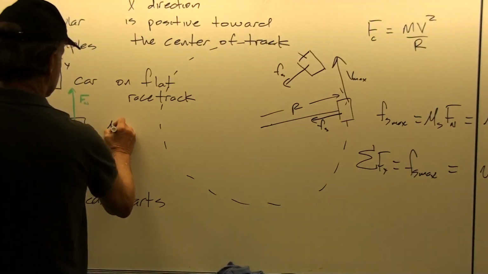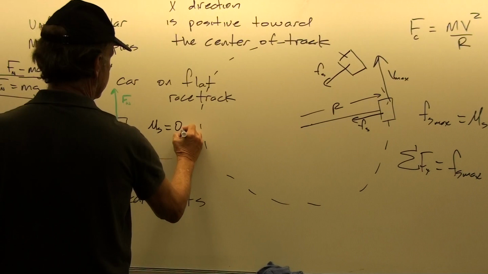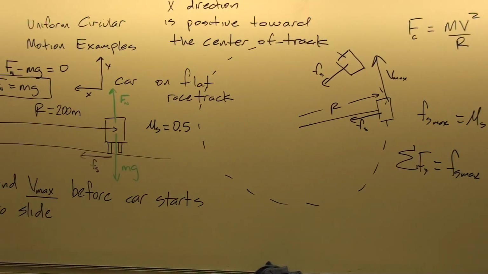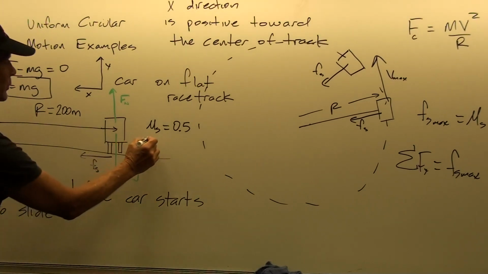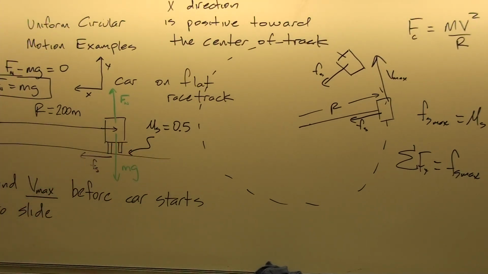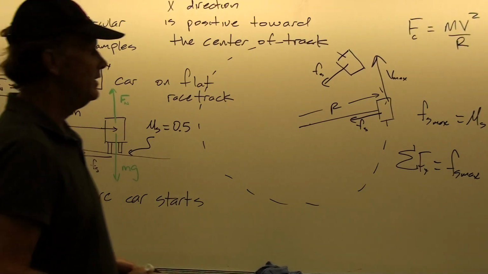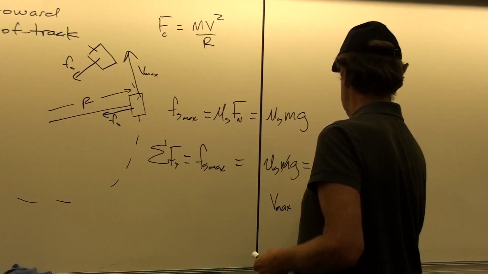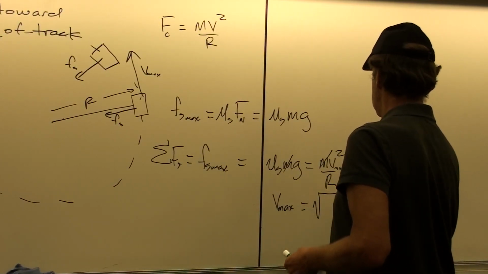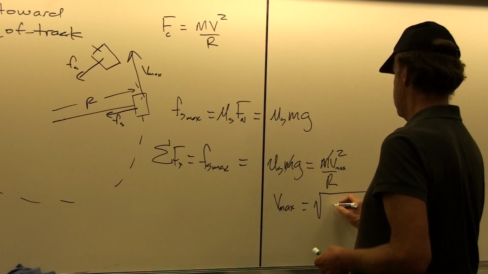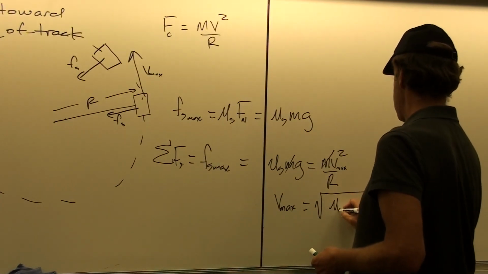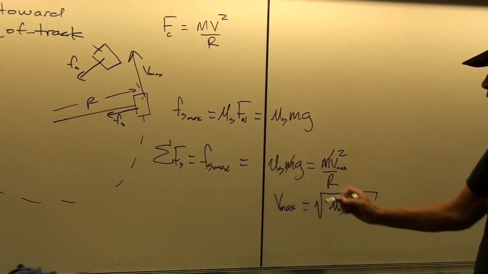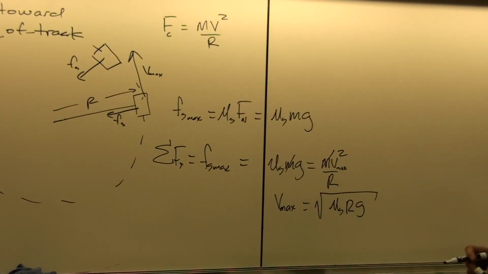And so this means that as long as we know what the coefficient of static friction is, let's say in this case, mu s is equal to 0.5. I've been using that number a lot, but you've seen it can take on a variety of different values. But for this problem, let's assume that it is 0.5. Then we can see that V max from this fairly simple equation is the square root of mu s r g.